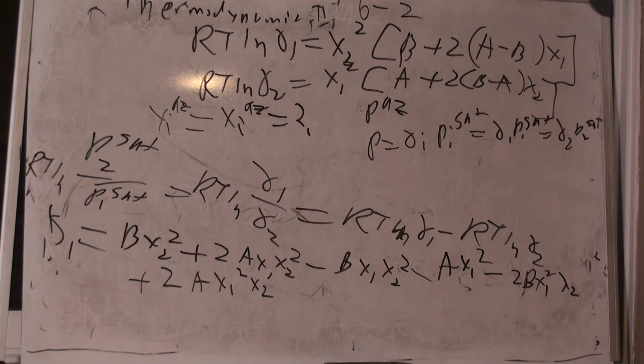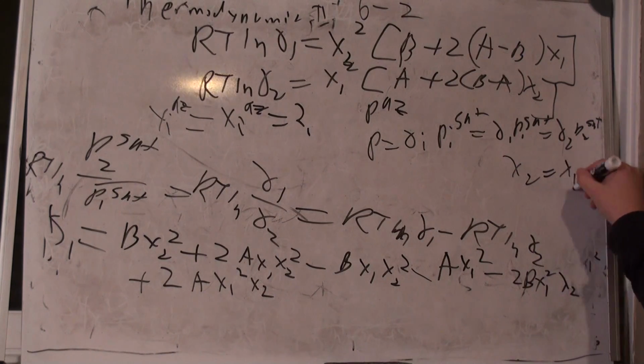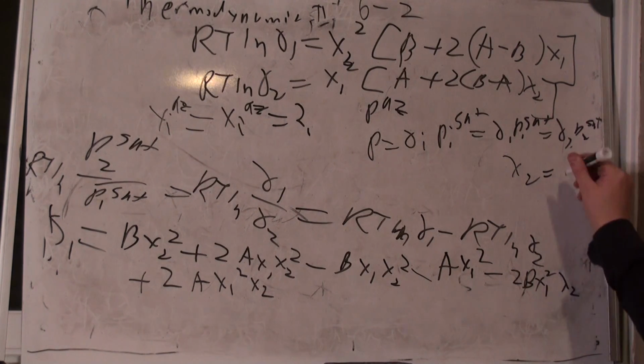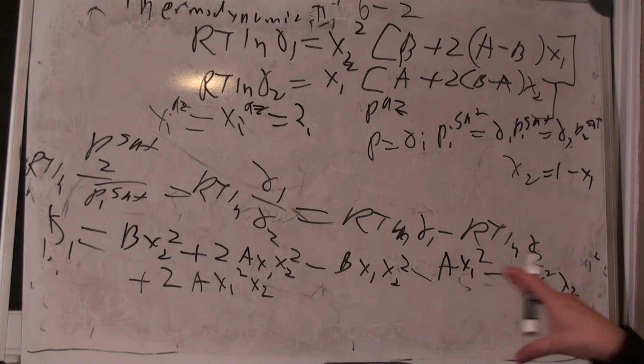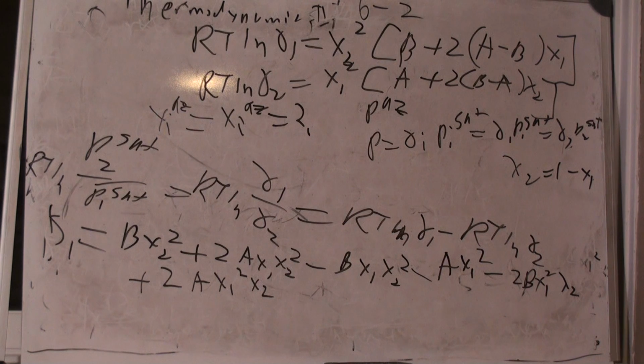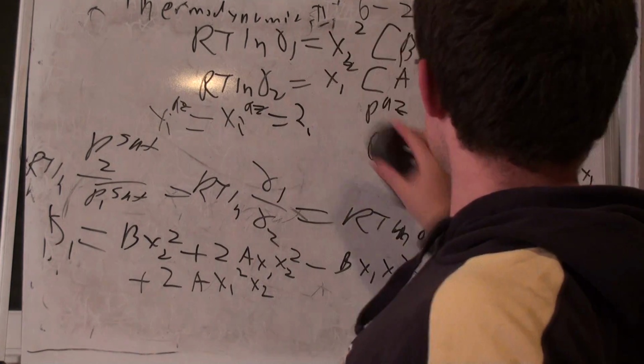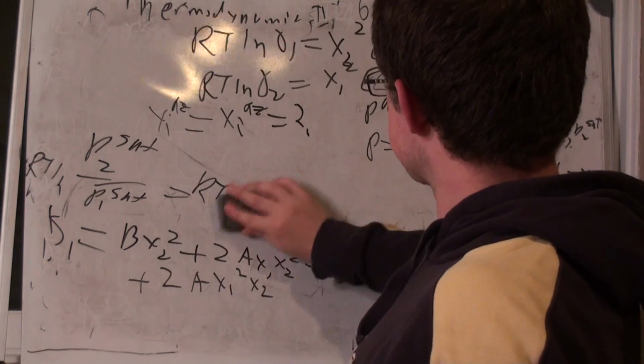The other thing I don't know: I have pressure, x1 and x2, three unknowns. But I know that x2 is equal to 1 minus x1, so I can use that knowledge and plug it back in. Actually, let's leave that as is, because let's get our second equation out there. I'm going to leave these other things, but I am going to erase this one.